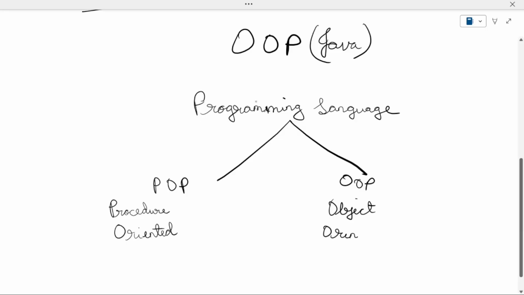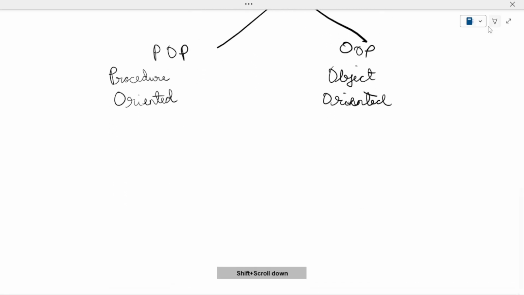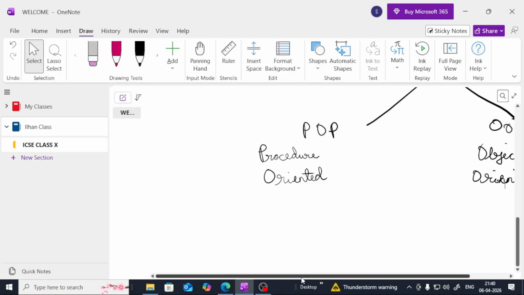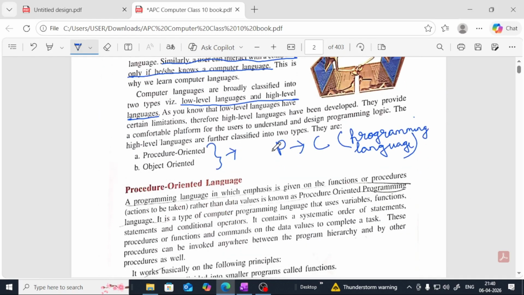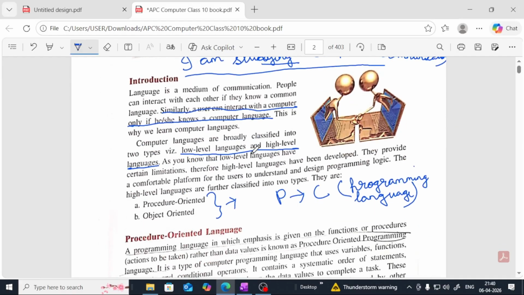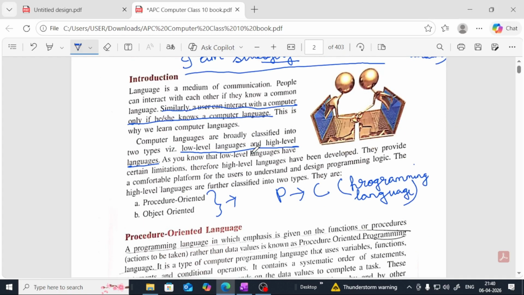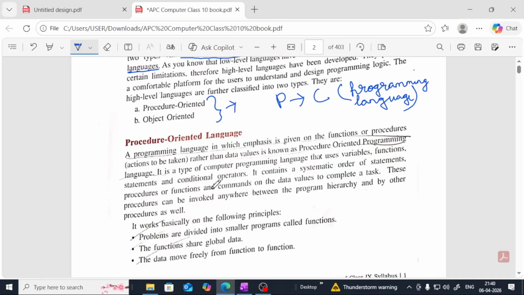Well, these are the two types of programming. I will suggest you go through this book, whatever book you have, APC, Sumit Arora and so on. No need to memorize all of the stuff. Just memorize whatever I will mark, or whatever is marked over here. So let's start with procedure oriented programming language.